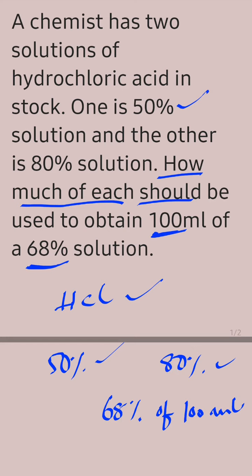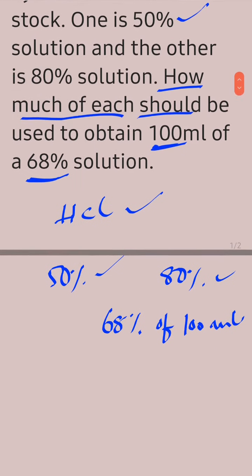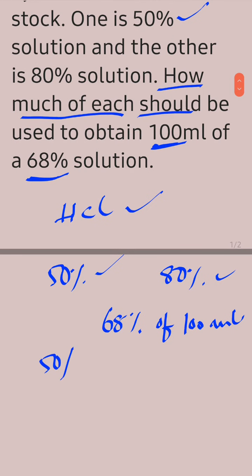So the unknown quantities are: the 50% solution, X ml we have to take, and the 80% solution, Y ml we have to take. X and Y we got. Now how to make the equation?